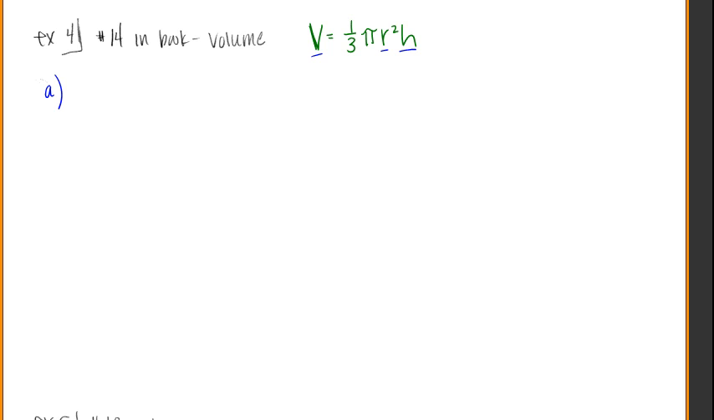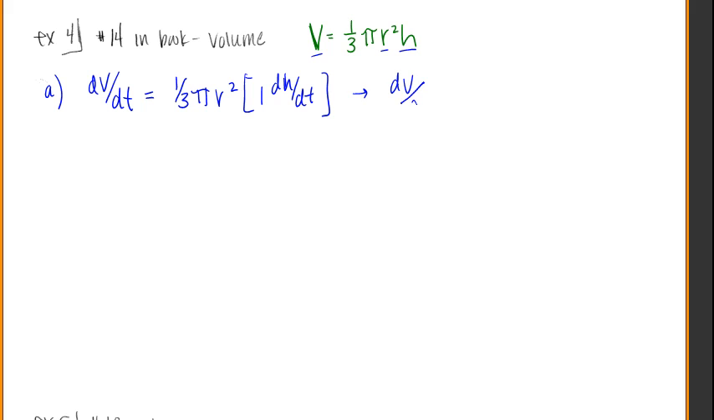Okay, so let's go through and just take our derivatives. So dv/dt is equal to, and since r is constant, you can almost treat that like the 1/3 in the pi. So we're just going to pull that off to the front, 1/3 pi r squared. And then the only other variable on the right side is h. The derivative of h, as a coefficient, is 1, but then dh/dt. So if we put this together, without that bracket in there, dv/dt is equal to 1/3 pi r squared times dh/dt.